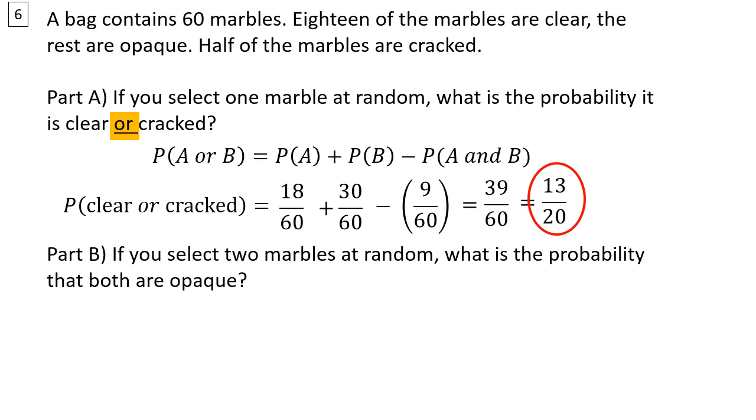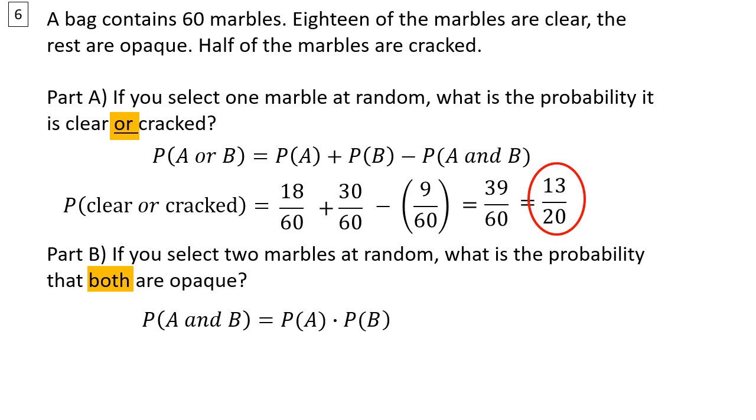Part B here, if you select 2 marbles at random, what is the probability that both are opaque? Well, opaque means not clear. But the big word to pay attention to first is both. What does that mean? Well, that means the first one's going to be opaque and the second one's going to be opaque. And probability means we're going to multiply.